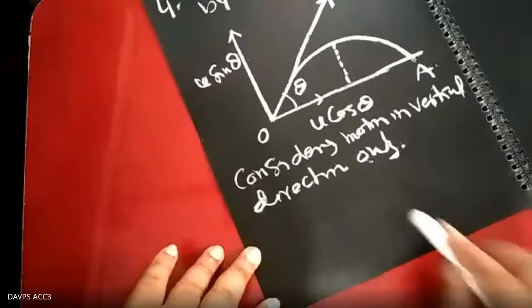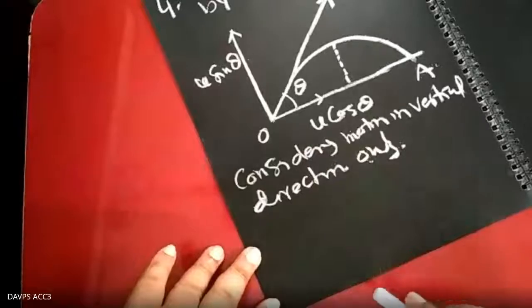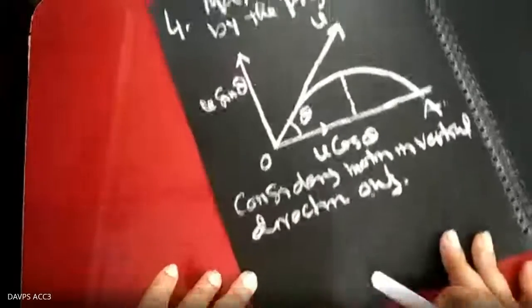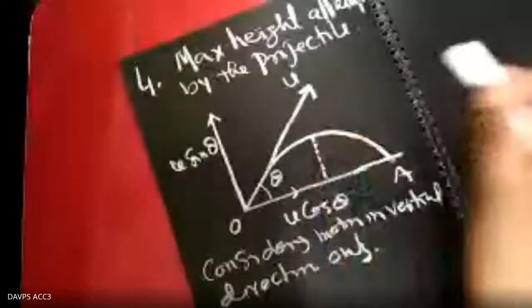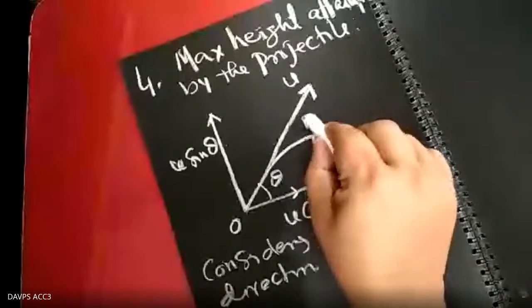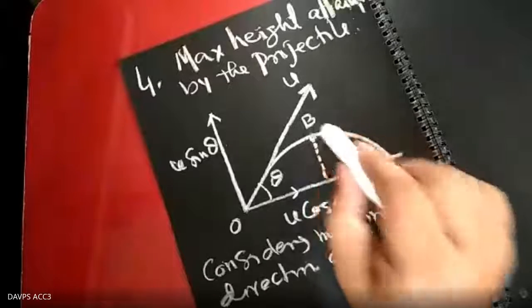The initial velocity is u sin theta. Be careful. Initial velocity is u sin theta, and at the highest point, would you tell me? Suppose I am taking this point as B. B is the maximum height position. What is the velocity of the projectile at B?